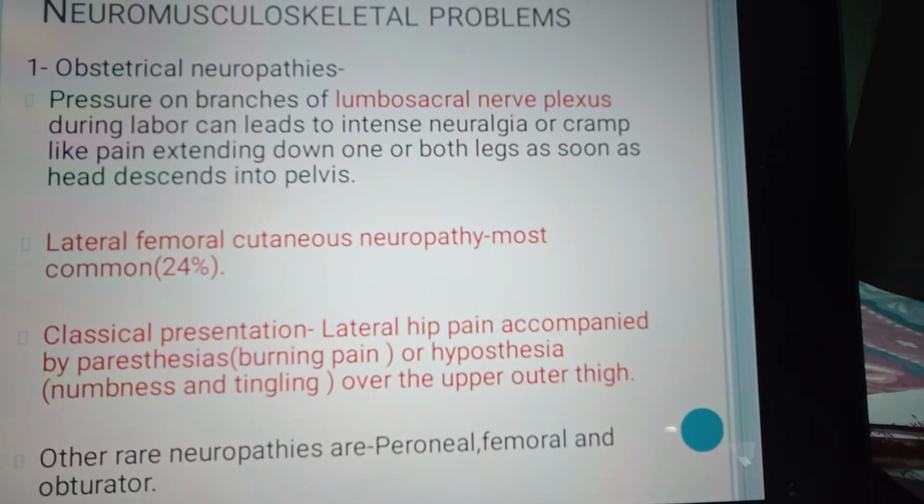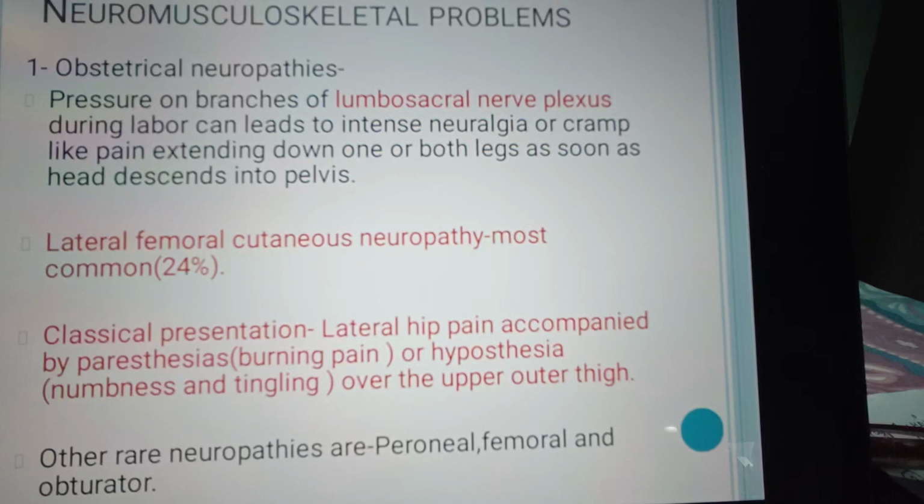Now, what are the neuromuscular problems that can occur? Obstetric neuropathies, which can be due to pressure on the lumbosacral nerve plexus. During labor, due to intense neuralgia and cramping pain, this lumbosacral nerve plexus can become compressed, and it can lead to pain down in both or one leg as soon as the head descends into the pelvis. So, there is pain in either one or both legs due to this lumbosacral nerve plexus.